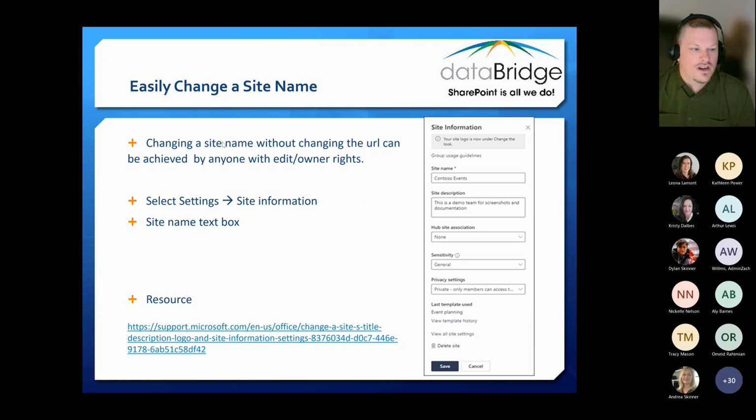So for everybody, if you didn't know, as long as you're an owner or an editor of a site, that little gear that you normally have up at the top of your page, if you click on it and then click site information, you'll see that this pane comes up. One of the things right there is the site name. If you notice, all you have to do is just change it. You hit save and it's done.